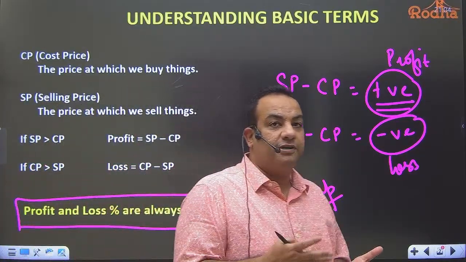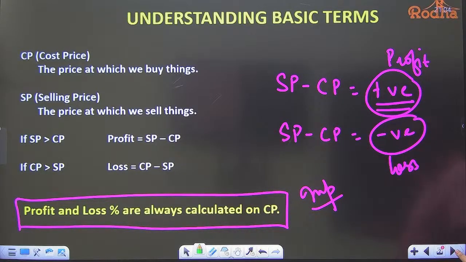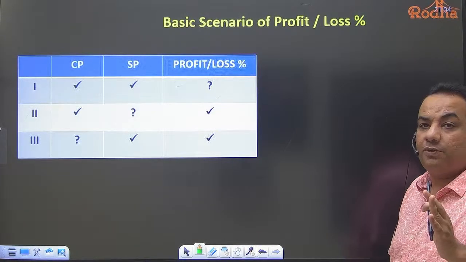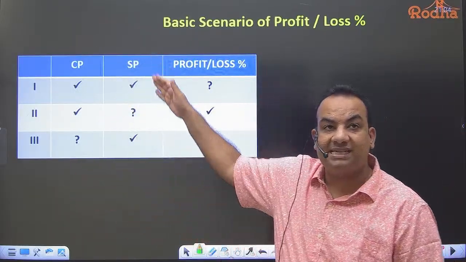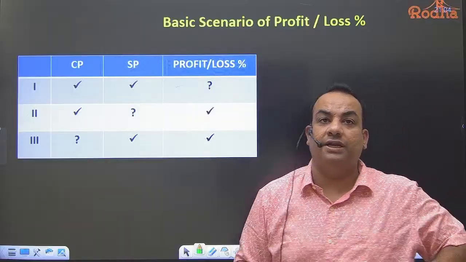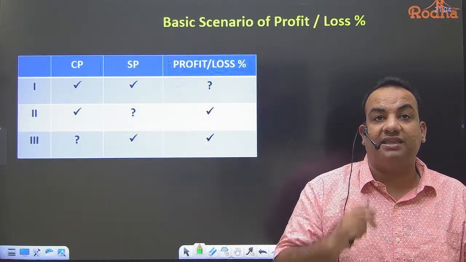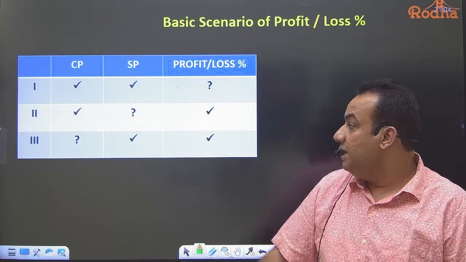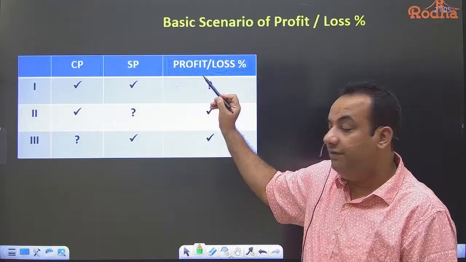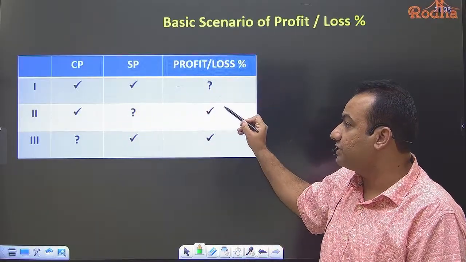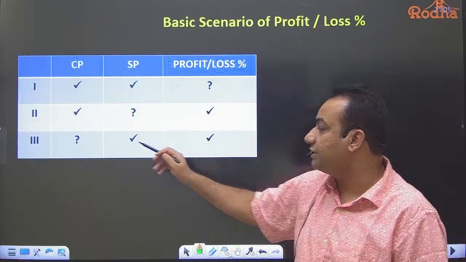So जब भी profit percentage या loss percentage निकालना है, base क्या होगा? Cost price. Now see, whenever you get any question on profit loss, there are three things: cost price, selling price, and the third is profit or loss percentage. Out of these three things, they will give you two things in the question. If they give you CP and SP, they will ask you profit or loss percentage. If they give you CP and profit loss percentage, they will ask you SP. If they give you SP and profit loss percentage, they will ask you CP.